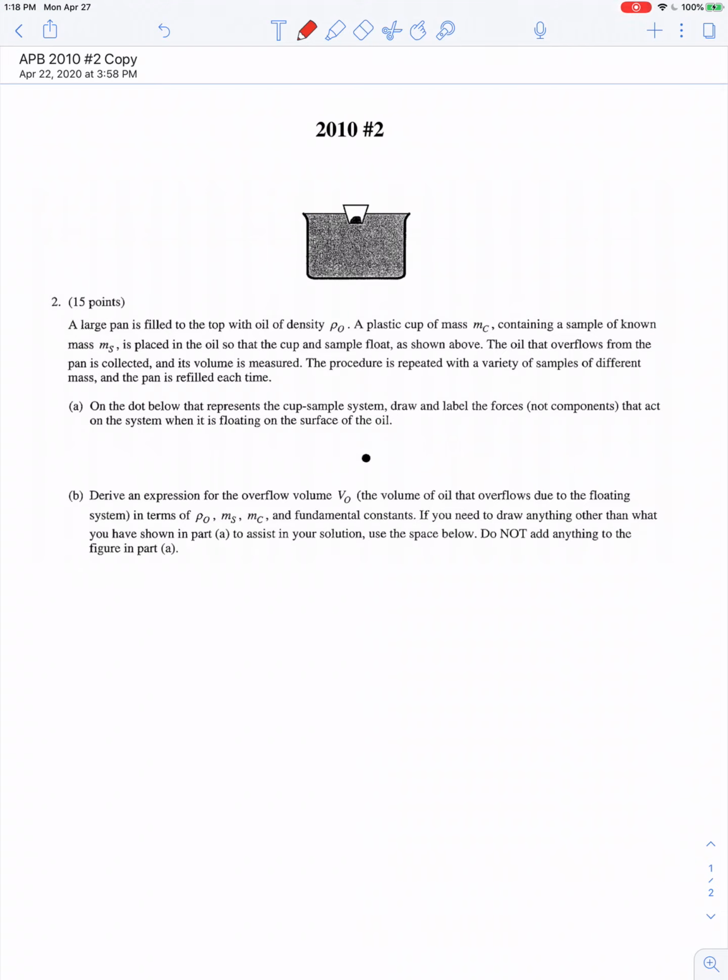Here's a good review problem on fluid statics. It's from the AP Level B exam from the year 2010. This is problem number 2. And it says there's a large pan filled with some oil, and the density of the oil is rho naught.